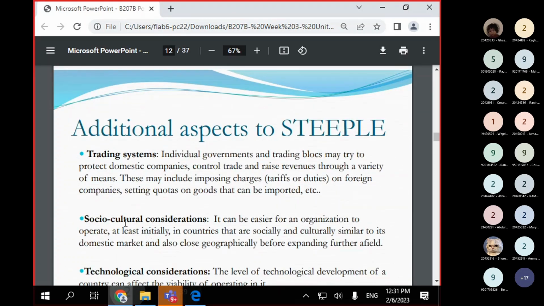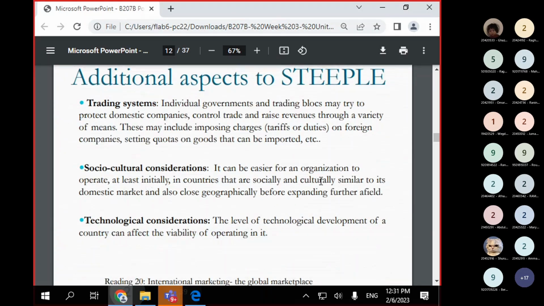So here we are giving examples of the STEPLE factors, okay? But these are not in order. So for every point, I will read the point and you are going to tell me to which factor this belongs. All right, so let's start with the first one. The trading systems: the individual governments and trading blocs may try to protect domestic companies, control trade, and raise revenues through a variety of means. These may include imposing charges like the tariffs and duties.